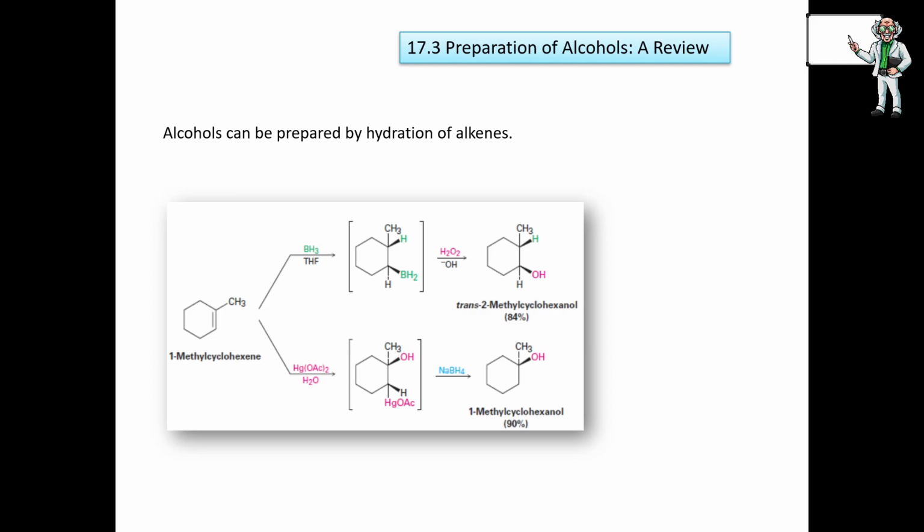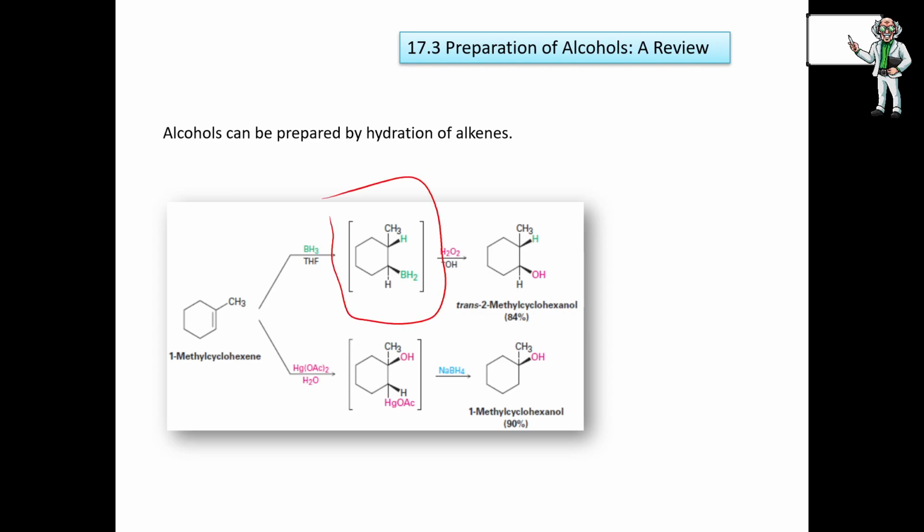Remember, we have two typical ways to transform an alkene to an alcohol: hydroboration and solvomercuriation. Okay? Remember the hydroboration, we add BH3, borane, to the double bond. The boron is always added to the less substituted carbon, as you can see here in the intermediate.